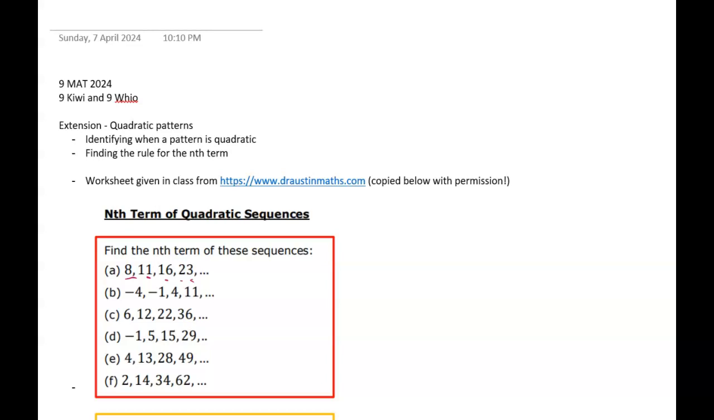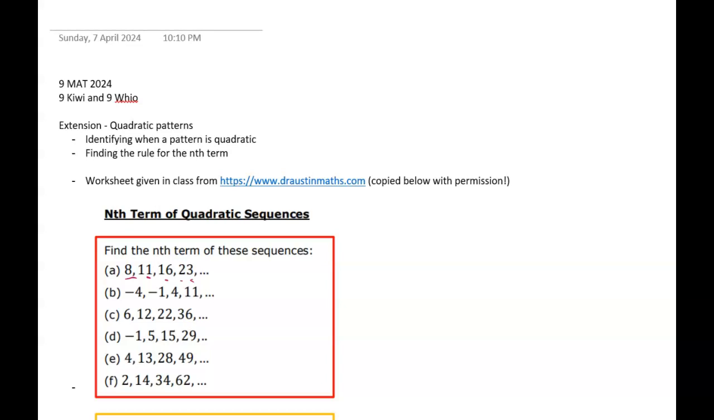Kia ora Year 9. This video is for students who are finding the work on linear patterns really easy. I wanted to give you something a little bit more challenging and quite fun to do. So this video is on what we call quadratic patterns. I'm going to do two things in this video. I'm going to show you how to work out when a pattern is quadratic, and then I'm going to show you how to find the rule for the nth term.